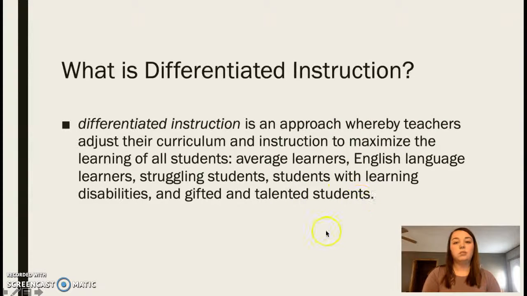So next, I'm just going to give you a little overview of what differentiated instruction is. It's an approach where teachers adjust their curriculum and instruction to maximize learning of all students. This can be average learners, gifted learners, students that struggle, students with disabilities. It fits on any type of academic classroom type area where there are students of all different learning abilities, and it's just where they can maximize curriculum and help the learning of all students in the classroom, not just a certain group.